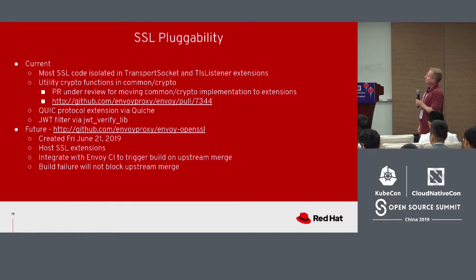Okay, so right now if you take a look at what's up in Envoy, we've had a whole bunch of PRs merged that pull almost all of the crypto stuff out of the core, and it now lives in extensions. And the bulk of that right now is in the transport socket and the TLS listener, 90%, maybe 95%.